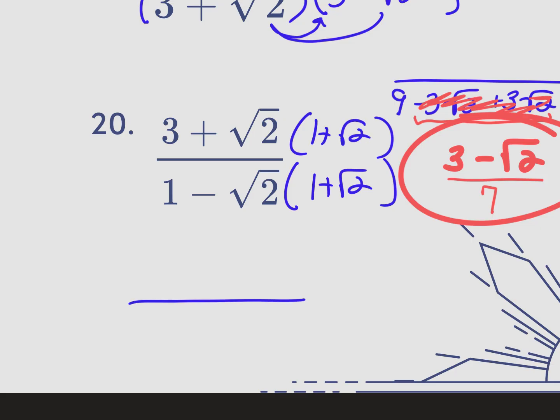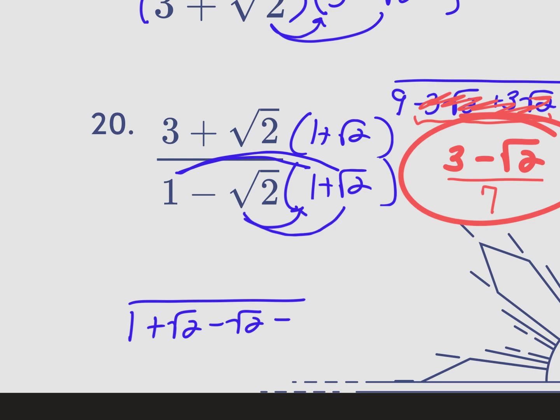Let's worry about the denominator first. Make sure everything cancels like it should. So I'm going to FOIL outside times outside. 1 times 1 is 1. 1 times positive root 2 gives me plus the square root of 2. Negative square root of 2 times 1 is negative square root of 2. And then a negative times a positive is going to give me a negative. What's the square root of 2 times the square root of 2? It's the square root of 4.